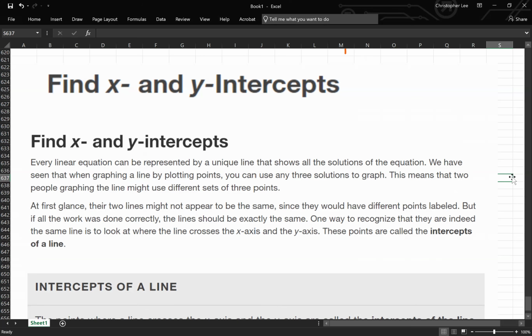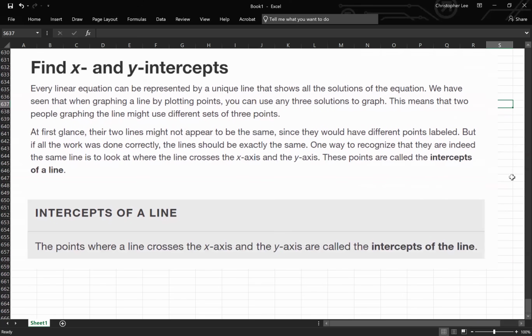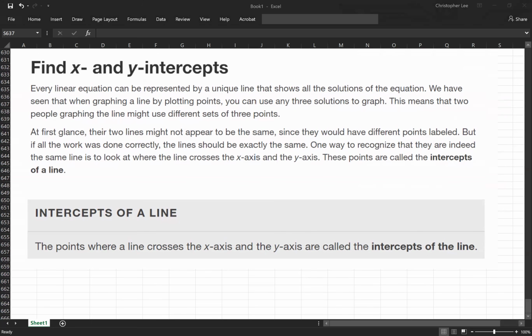One way to recognize that they are indeed the same is to look at where the lines cross the x and the y axis. These points are called the intercepts of a line. So let's define that real quick. Intercepts of a line: the points where a line crosses the x-axis and the y-axis. So that's what we're getting into now. I want to show y'all a little example real quick before we get deeper into this.